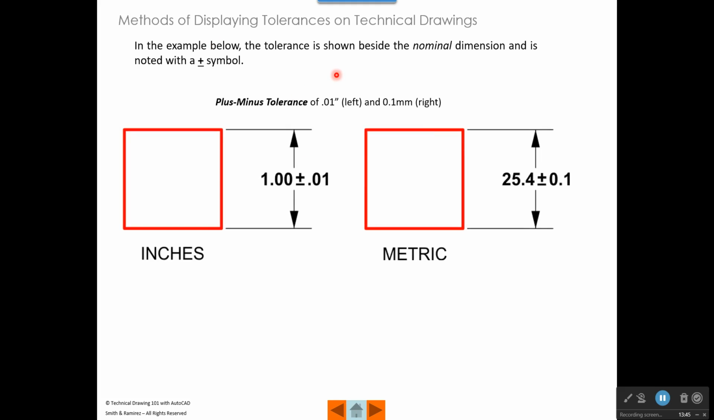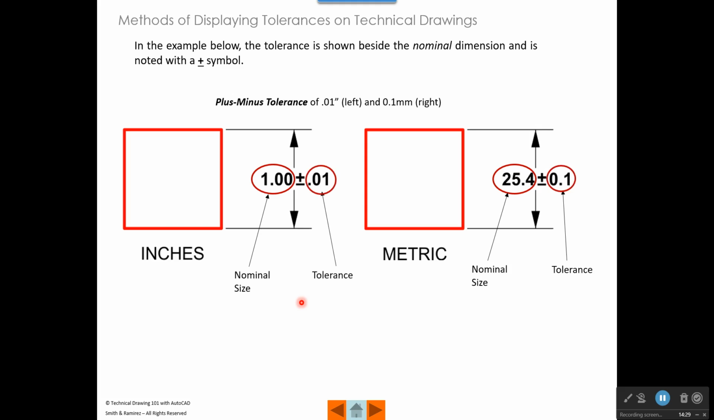In the example below, the tolerance is shown beside the nominal dimension and is noted with a plus or minus symbol. So what's the nominal dimension? The nominal dimension is the dimension right here that says 1.00. This is for a drawing done in inches. And if we were doing that same drawing in the metric system, the nominal size would be 25.4. So we can see with our arrows and these labels, that represents the nominal size of the feature. And the feature in this case is the distance between those two surfaces. Actually, we call those two surfaces a feature of size.